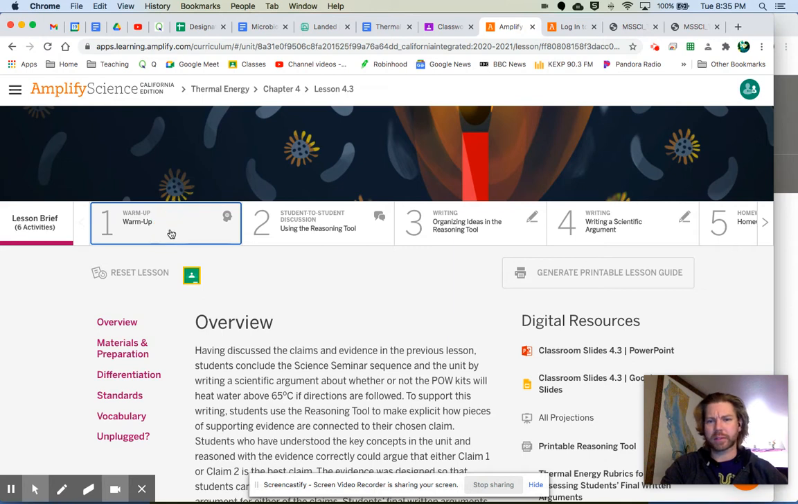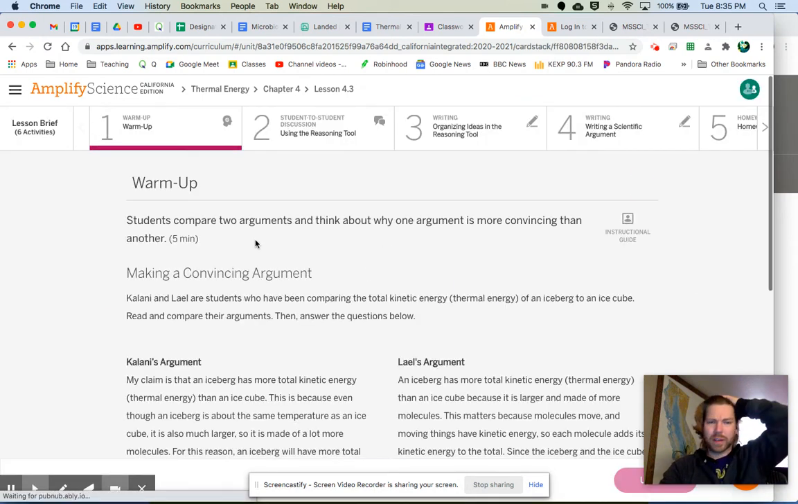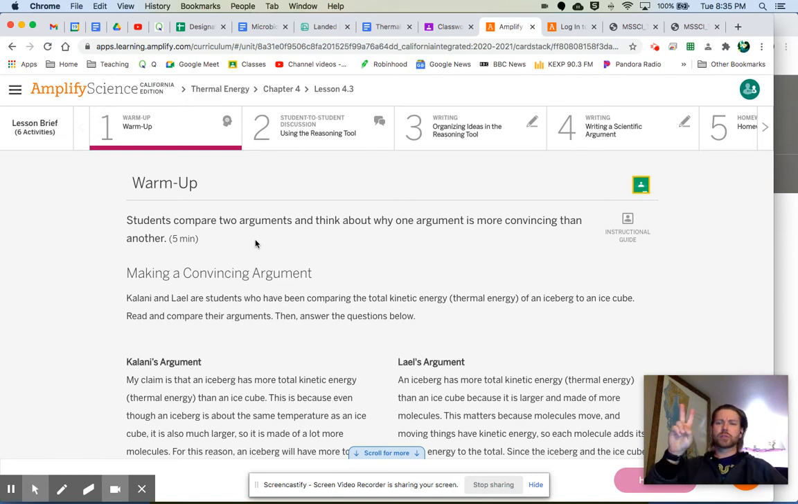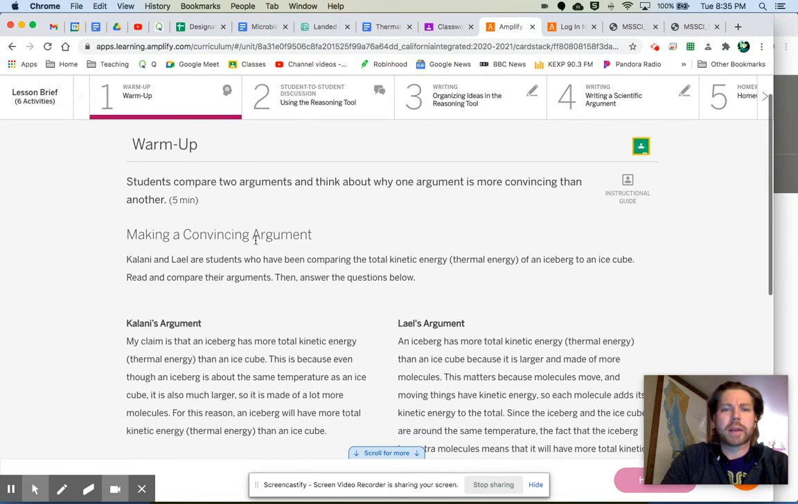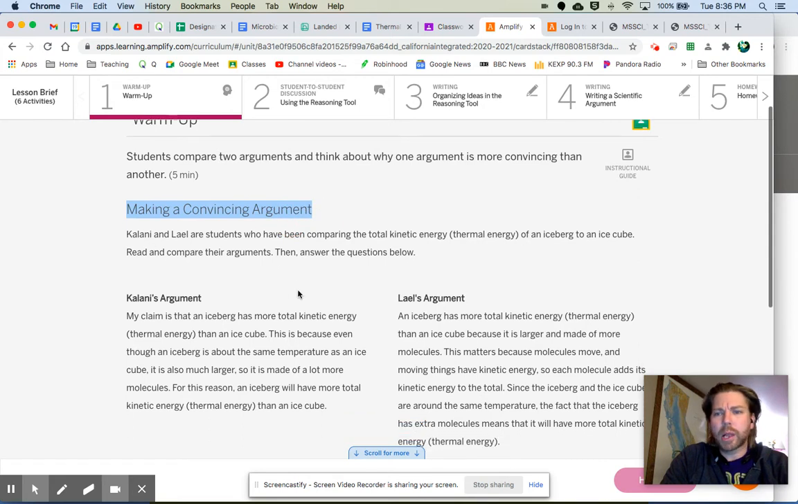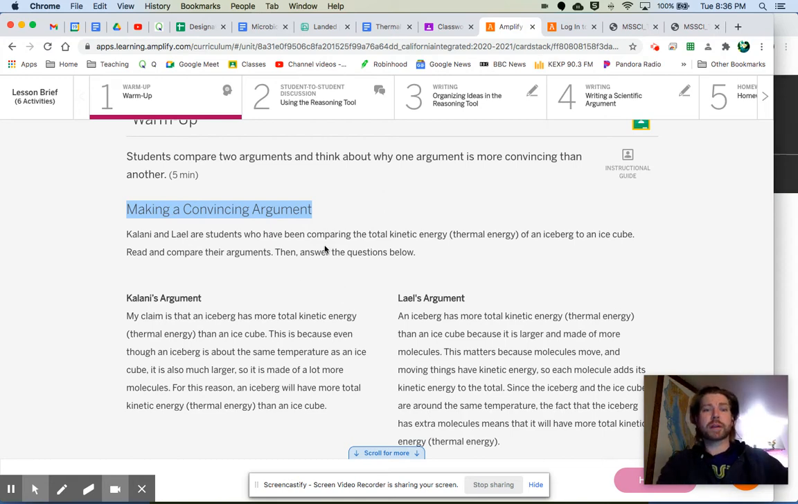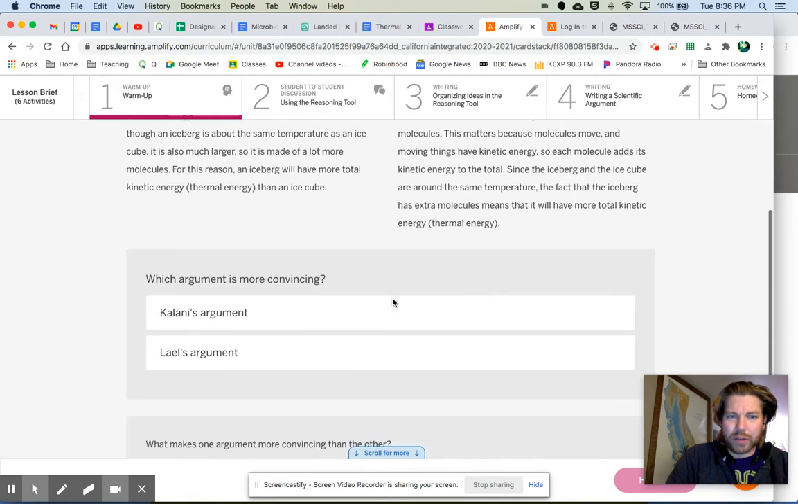Now, you've seen warm-ups like this before, where we are evaluating two arguments that some people have made. So, making a convincing argument, Kalani and Lael. Someone can tell me how to pronounce that. Our students who have been comparing the total kinetic energy, thermal energy, of an iceberg to an ice cube, read and compare their arguments, then answer the questions below. So read through these arguments and decide whose argument is more convincing.